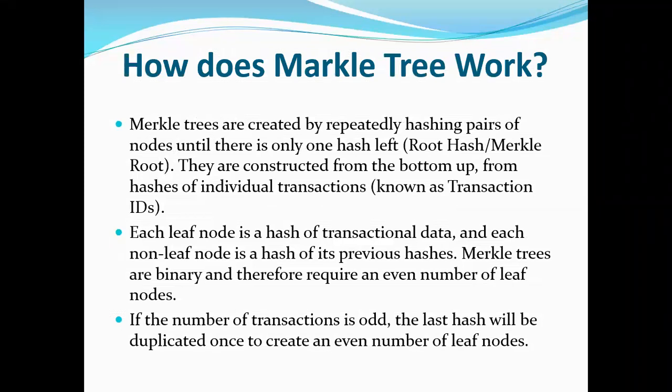Now, how does it work? By design, Merkle tree always groups all the data inputs into pairs. Each leaf node is a hash of transactional data and each non-leaf node is a hash of its previous hashes. If there is any odd number of inputs, then the last input is copied and paired with itself. This applies to all transactions in a block, and this process repeatedly hashes all the pairs of nodes until there is only one single hash left, called Merkle root.